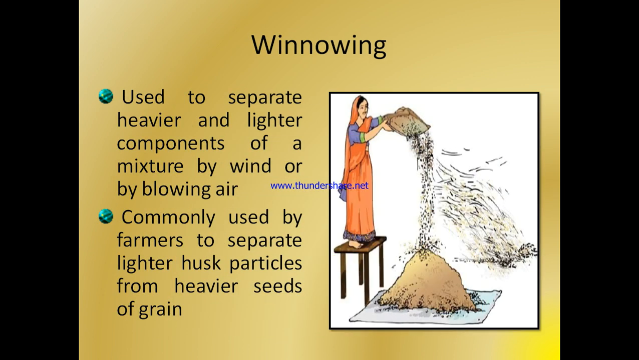Next is winnowing. It is used to separate heavier and lighter components of a mixture by wind or by blowing air. It is commonly used by farmers to separate lighter husk particles from heavier seeds of grain. The husk particles are carried away by the wind.